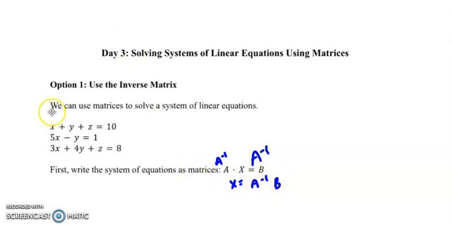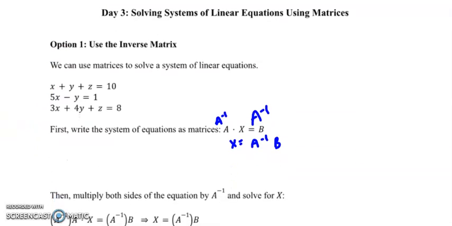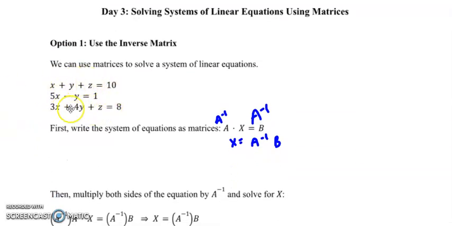So the difference between what we did last class and this class is that now I'm not giving you the matrices, I'm giving you a system of equations, and you have to write that system as a system of matrices. So let's go ahead and try that. We basically are going to write a 3 by 3 matrix because we have 3 equations with 3 variables, and I write the coefficients in. The coefficients of x, y, and z are all 1. Next, the coefficients are 5, -1, and 0, since there's no z. Then here, 3, 4, and 1.